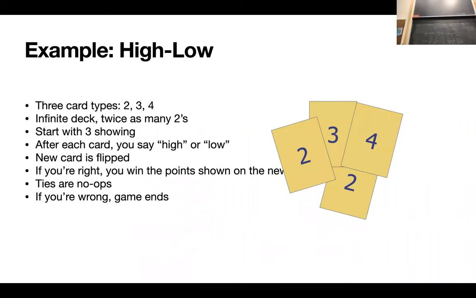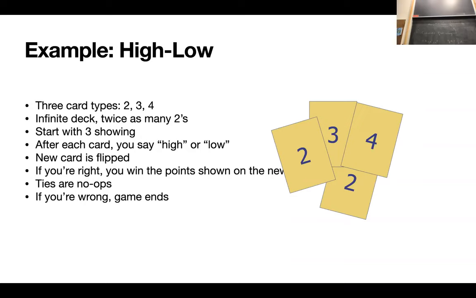Let's look at this card game called High and Low. It's a very simple game, mostly to show you some concepts. We have three cards, 2, 3, and 4, and we have an infinite deck, with twice as many twos as the other ones. You start by showing a card of three. After each card, there are two actions you can take. You can say high or low, and then you flip a new card. If you are right, for example, if you start with a three and the new card is higher than three, like a four, or a three, then you're fine and you win points.